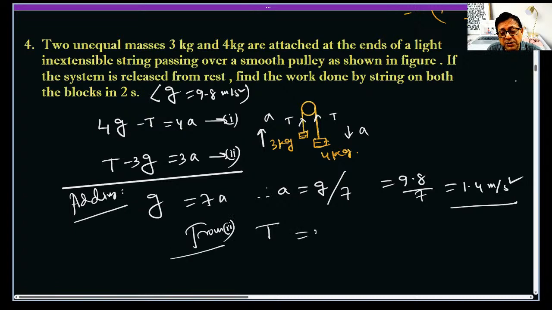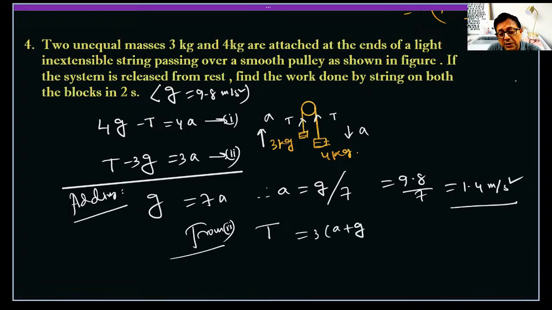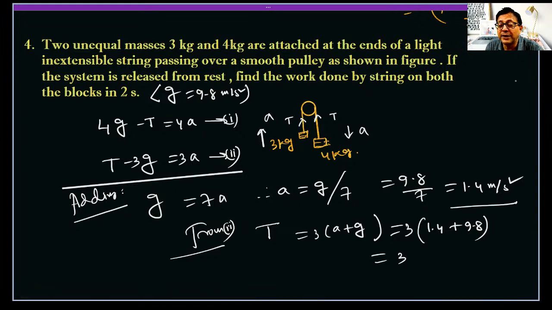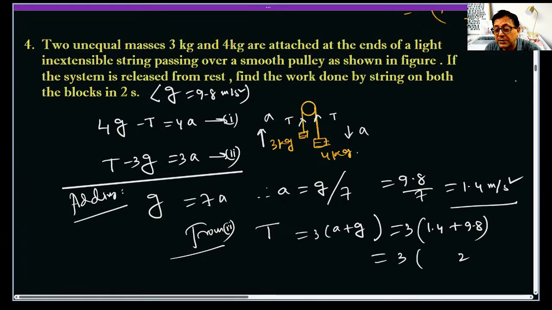T is equal to 3 into (a plus g), 1.4 plus 9.8. So this will be 11.2, and 3 into 11.2 is nothing but 33.6 Newton. Clear? Tension is this.